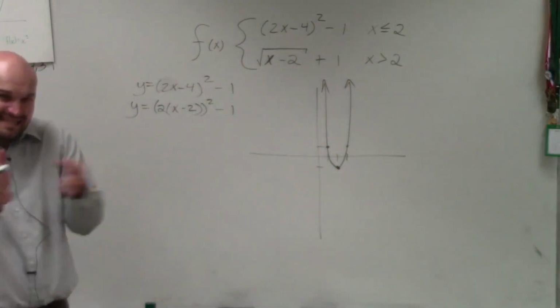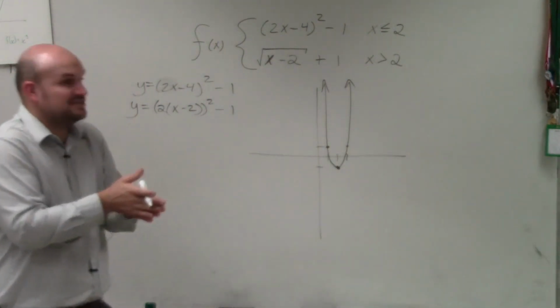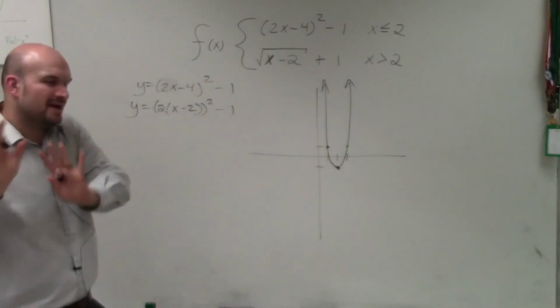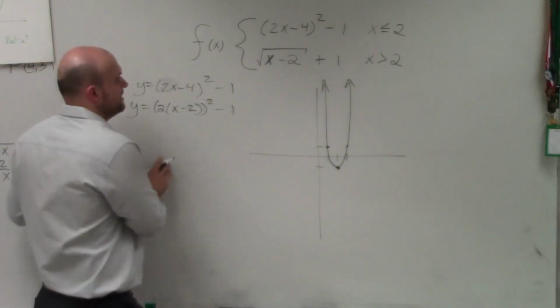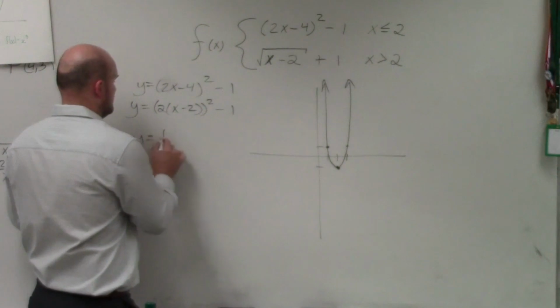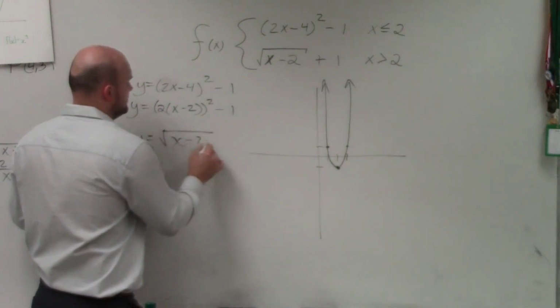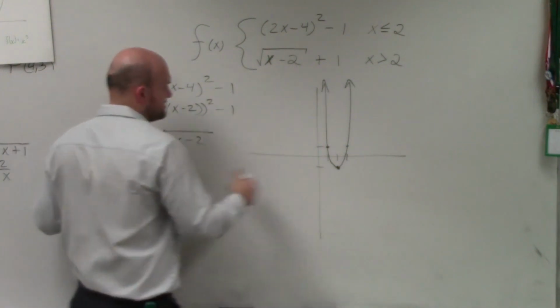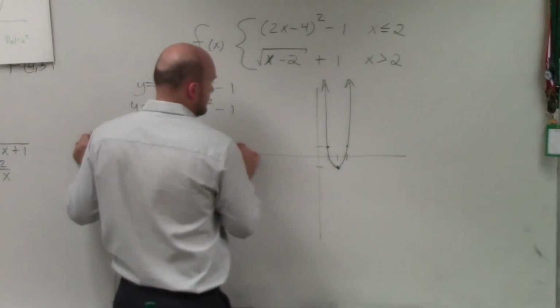So you can see that it's skinnier, right? And you could have also gone over 2 instead of going up 4, up 8, because you're multiplying it by 2. But we don't need to get very specific into that stuff. Last one is the square root function, which is y equals square root of x minus 2. What you guys can see is a transformation to the right 2 units, but then up 1.